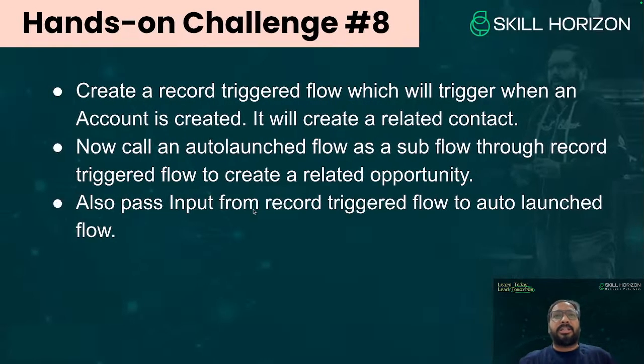So if I show you the challenge again, if you just joined, so this is the challenge and number 2 point we have implemented. We created an AutoLaunch flow and it will be creating opportunity. Now what we need to do, we need to call this AutoLaunch flow in the record triggered flow. But before that, I will be configuring the record triggered flow, and then we will be calling the AutoLaunch flow, so that you will get to know how we can pass data from record triggered flow to AutoLaunch flow. Okay, so that is pending.